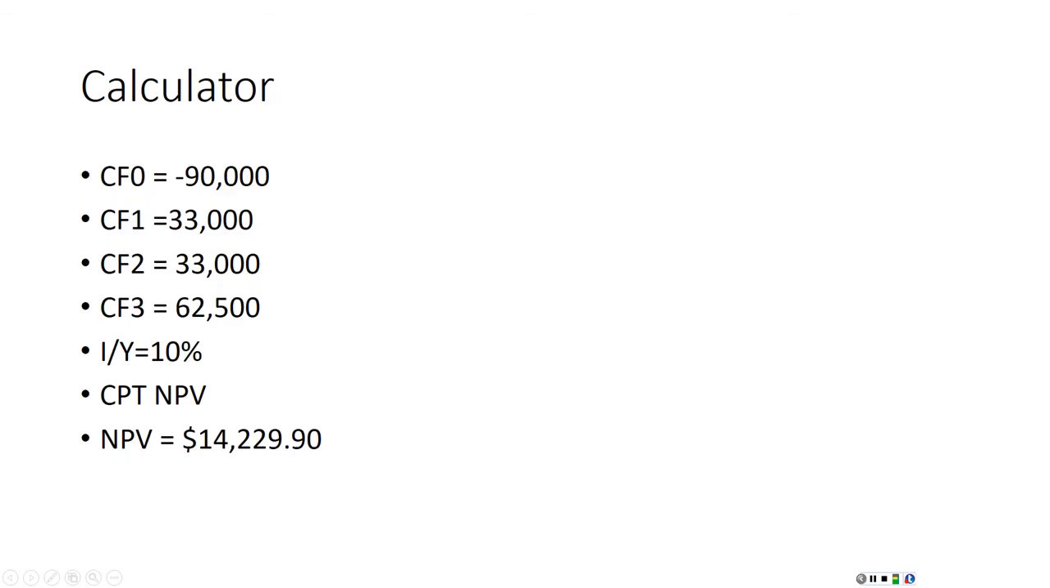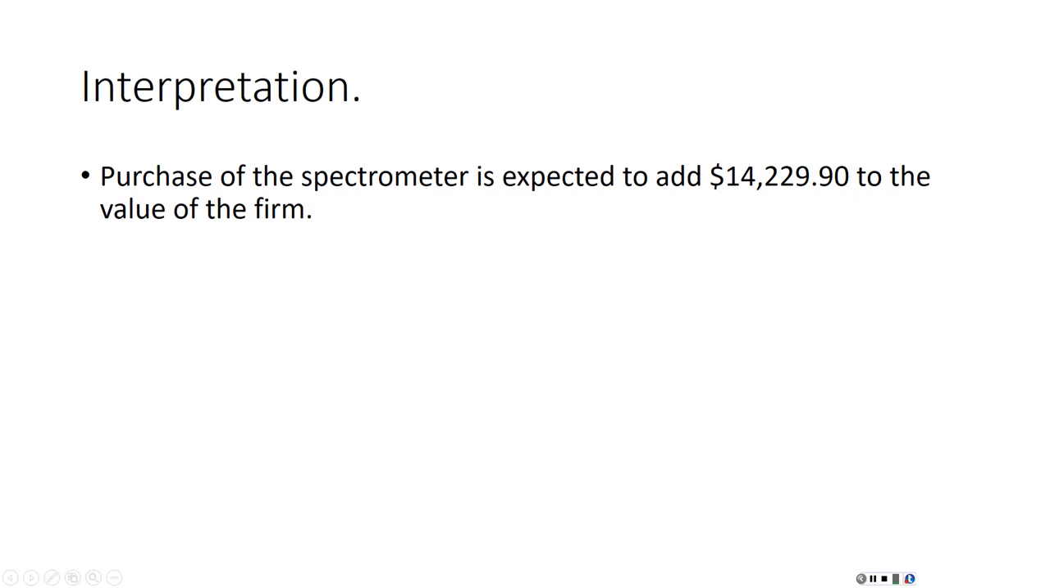Entering our calculator, we would in the cash flow register for year 0 put a negative $90,000, $33,000 in years 1 and 2, and $62,500 in year 3. Our I/Y would be 10%. We would compute net present value, and we would find a net present value of $14,229.90, meaning that the purchase of the spectrometer is expected to add $14,229.90 to the value of the firm.